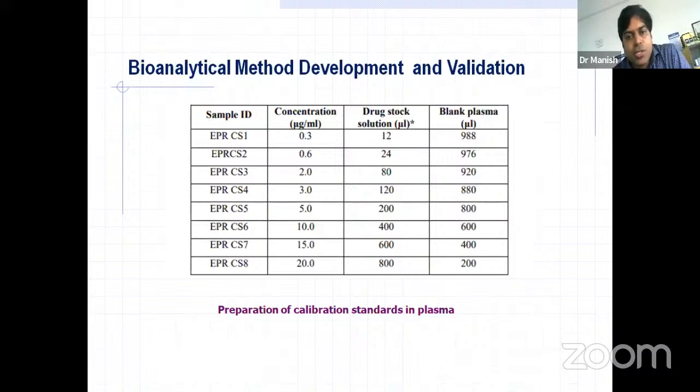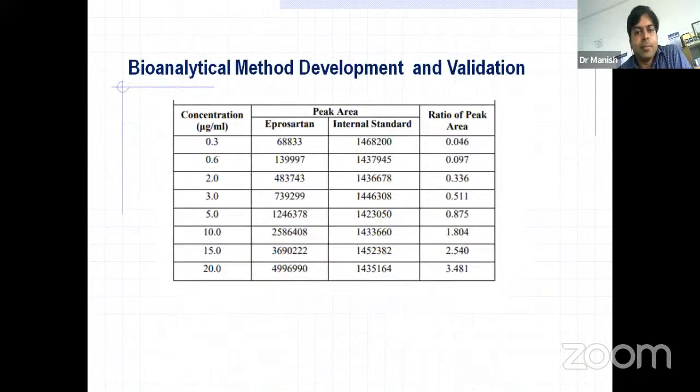So to prepare 0.3 microgram per ml, we need to take stock solution, that is eprosartan aqueous, 12 microliters, and we need to spike with 988 microliters of plasma. Here, aqueous phase indicates blank plasma. So if you see the total volume of each individual standard, it reaches 1 ml, that is 1000 microliters.